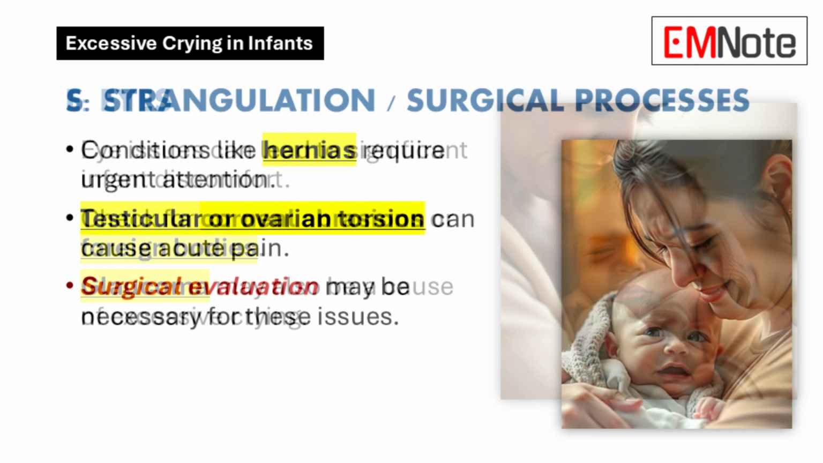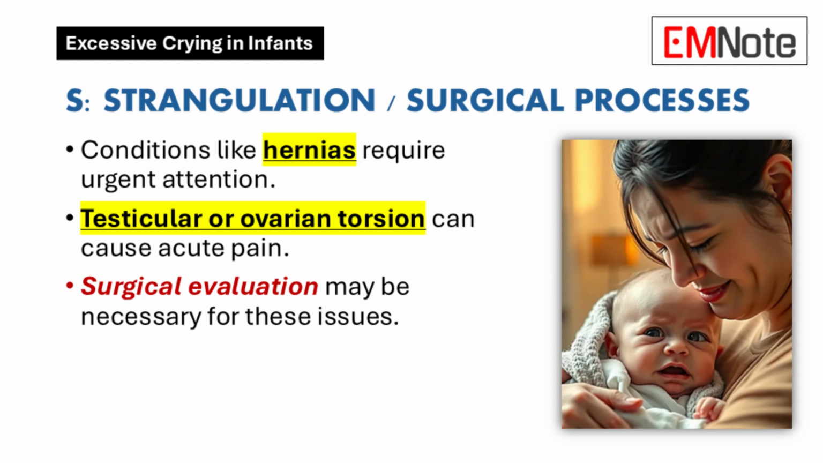All right, last one. S. Strangulation or surgical processes. So this can include things like hernias, testicular torsion, ovarian torsion. All these require immediate medical attention because they can be incredibly painful, and if they're not treated, they can have really serious consequences. So the key here is to have a high index of suspicion, especially when you're dealing with a crying infant who just doesn't seem to be responding to typical soothing methods. So there we have it.